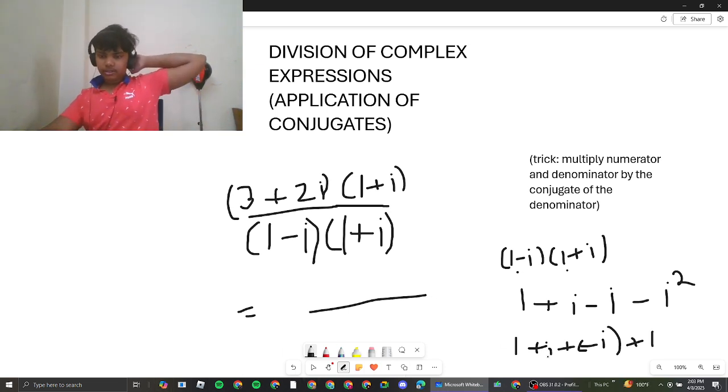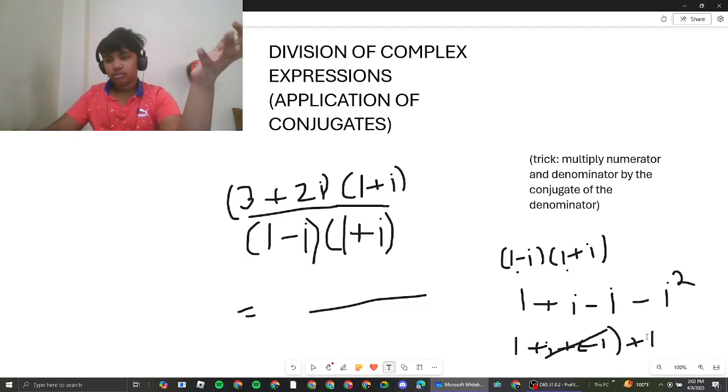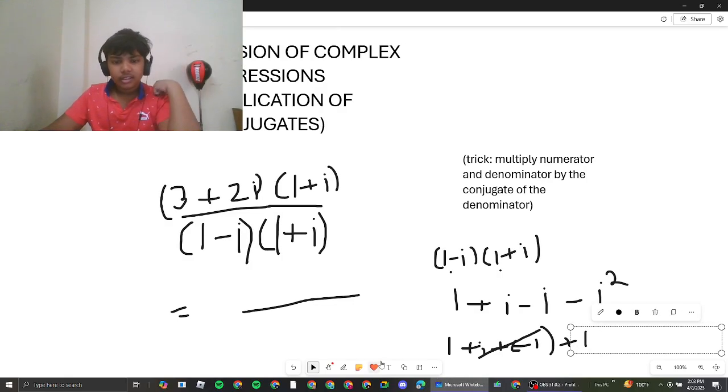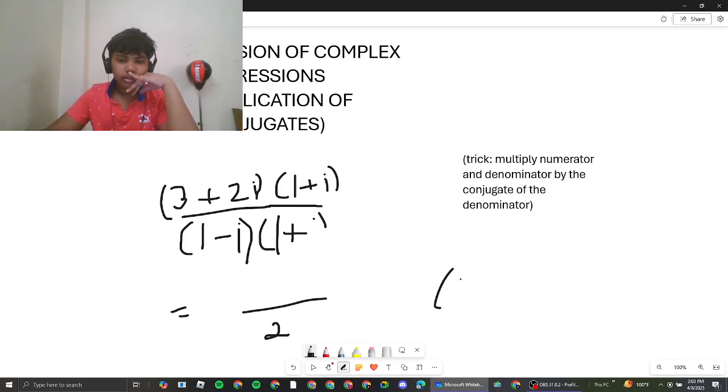So if we simplify that, this cancels out. i plus minus i, 0. So what do we get? We get 2. Wow, that's amazing. We get 2 here. So right, we get 2, and now let's multiply this out here.